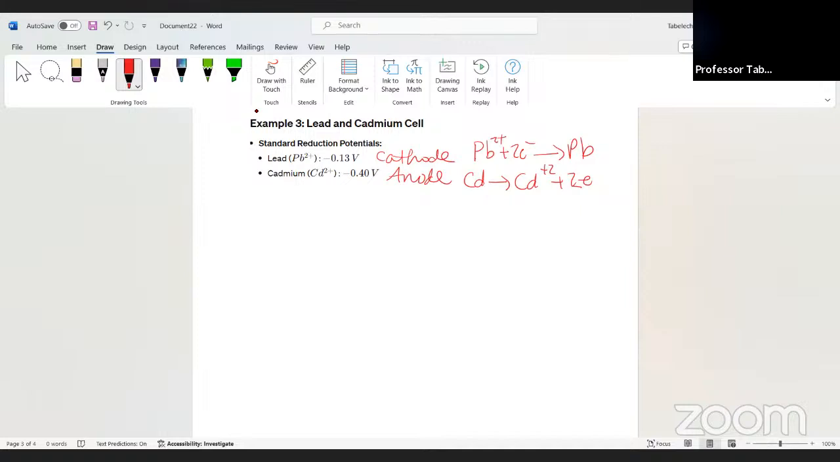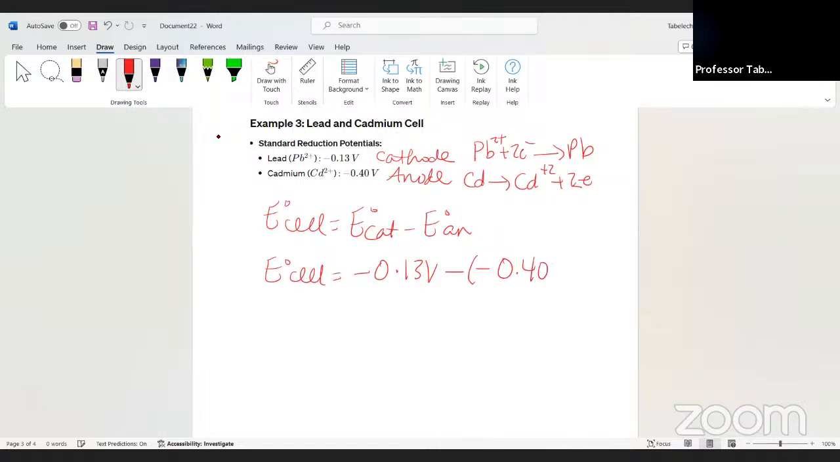That's right. So now for our E cell, I always write the formula out in case we have students who forget it. The E cell is equal to the cathode, which is the negative 0.13 volts, minus, in parentheses, negative 0.40 volts for cadmium. Remember, two minus signs is basically a positive.